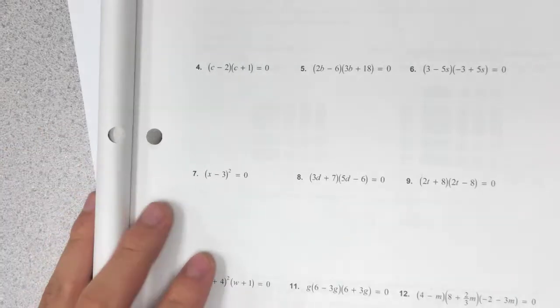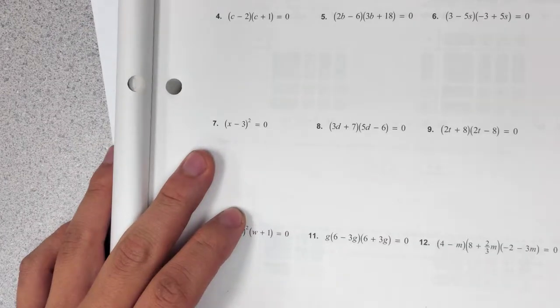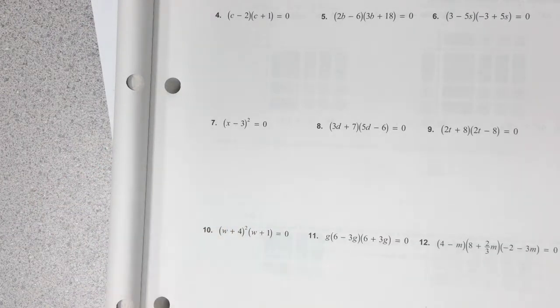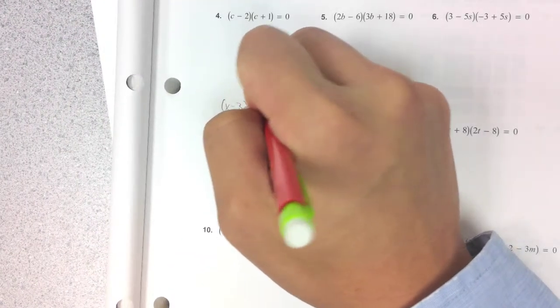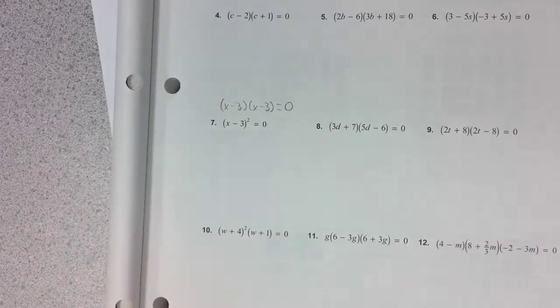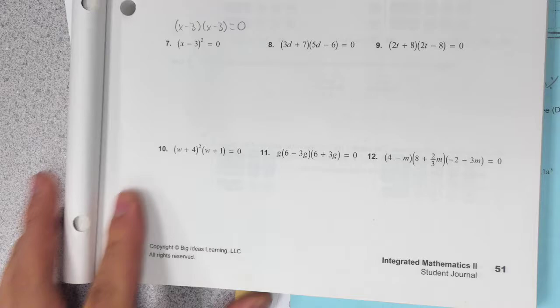Number 7, some of you are like, oh, what does this mean? If I say x minus 3 squared, and squaring is multiplying by itself, really that just means this. And since you're going to get the same answer no matter how many times you solve it, you don't have to do it twice. There's no point.